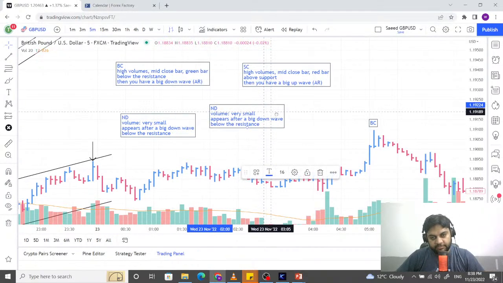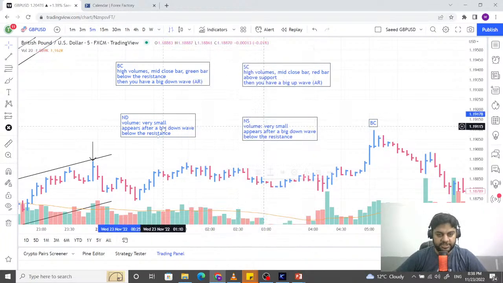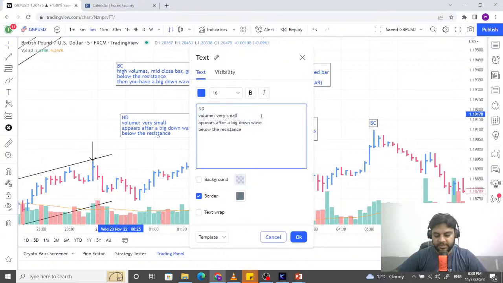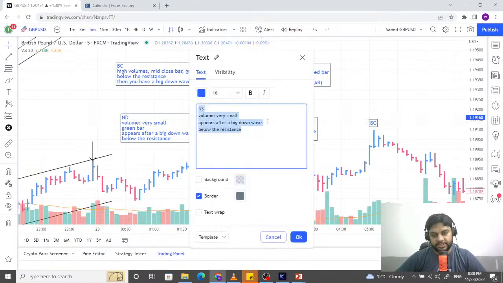And then you have the NS bar. What's NS? No supply bar. Okay, this will be a green bar, but the NS one is going to be a red bar. And this appears after a big up move.